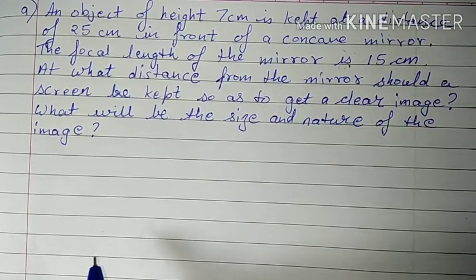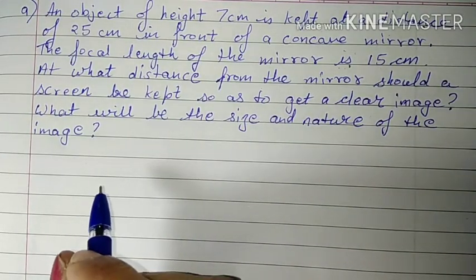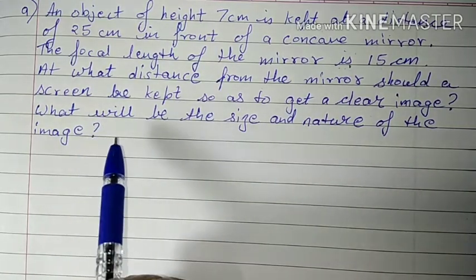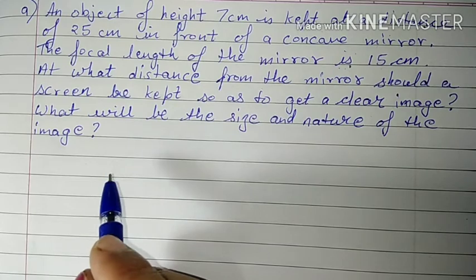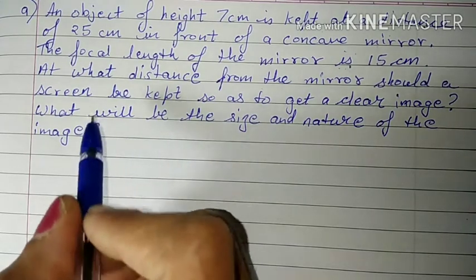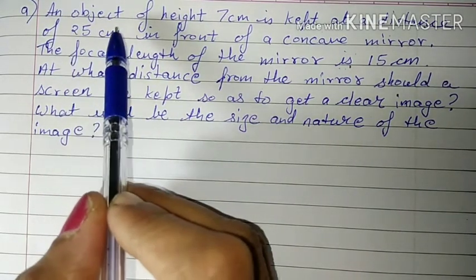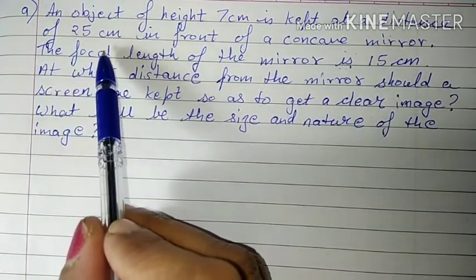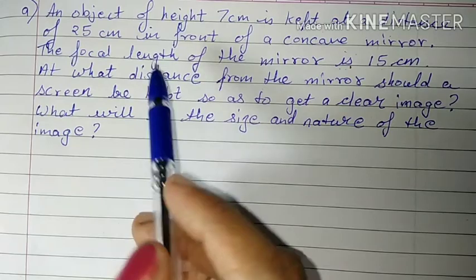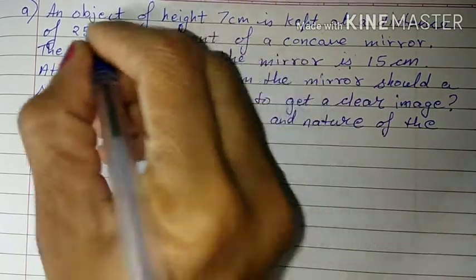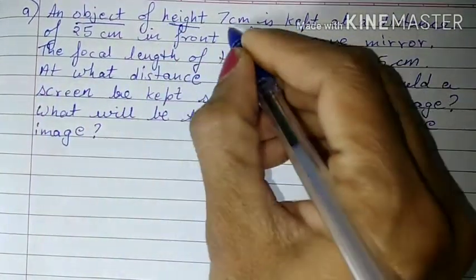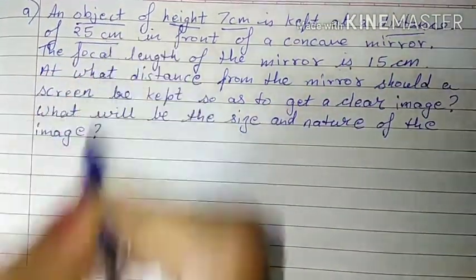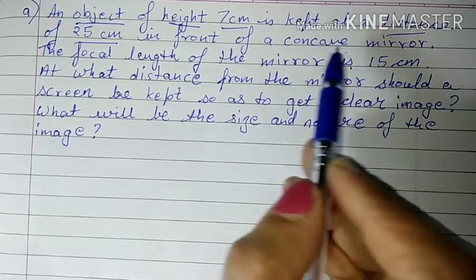Let's solve this sum. Like always, whenever we begin solving a sum, first read the problem and then make sure that all the important points are underlined. In this case, an object of height 7 centimeters is kept at a distance of 25 centimeters in front of a concave mirror.